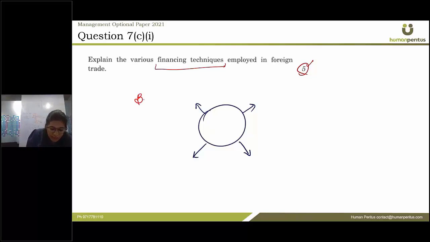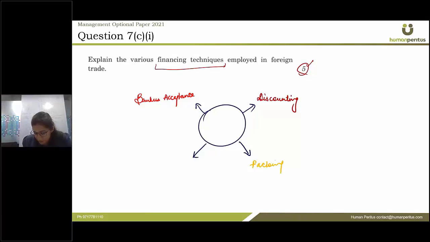So first one is bankers acceptance. Second, discounting. Next one is factoring. And the last one is forfeiting. All right. So these are basically the 4 kinds of techniques. So let us understand all of them one by one.